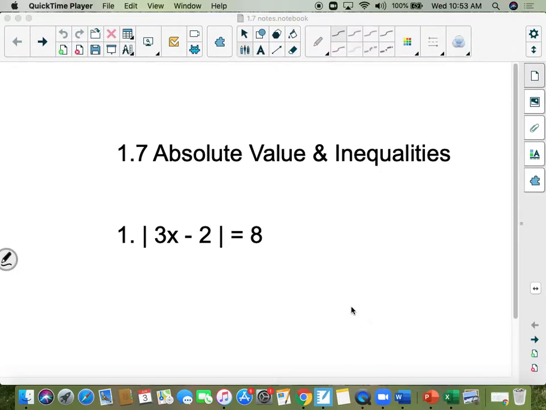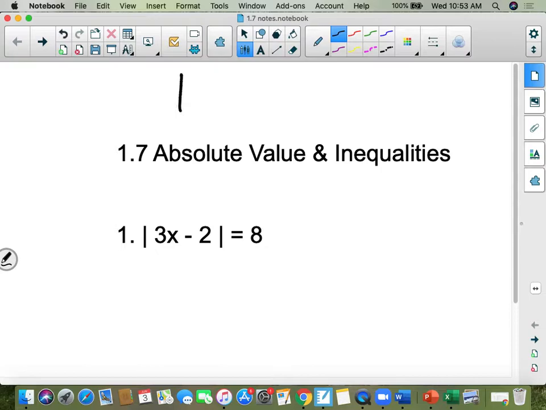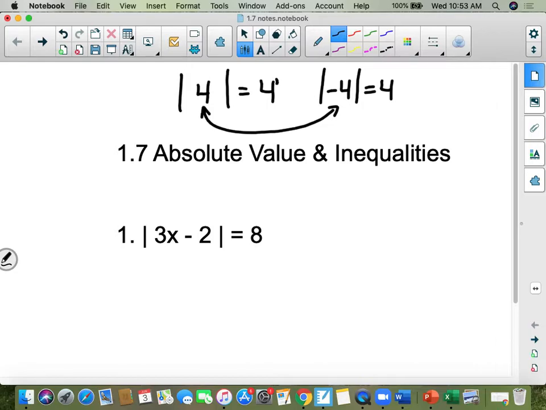Just to bring up, absolute value means whatever's on the inside of there. Like the absolute value of 4, you get 4. The absolute value of a negative 4 is also 4. As you can see, two numbers can be placed inside of there and you still get the same answer. So whenever you're dealing with absolute value, you need two solutions. So remember that.